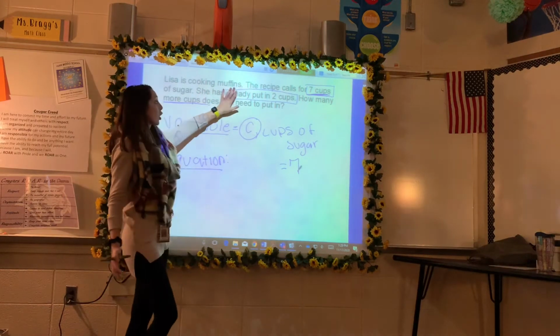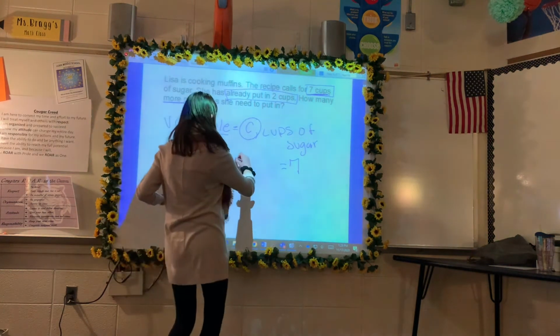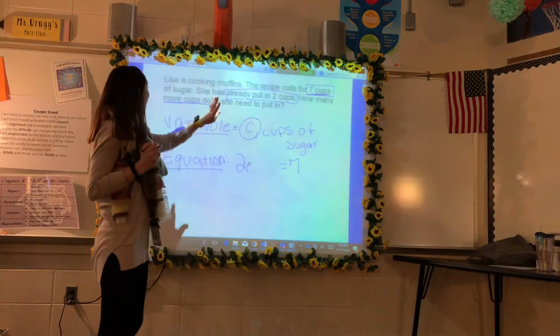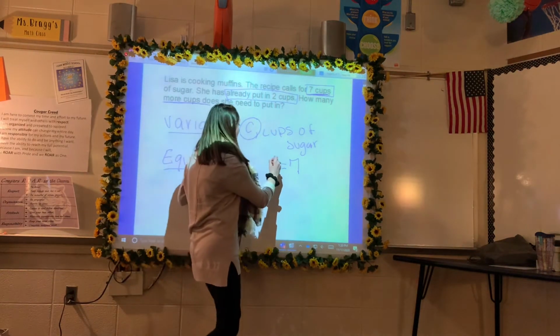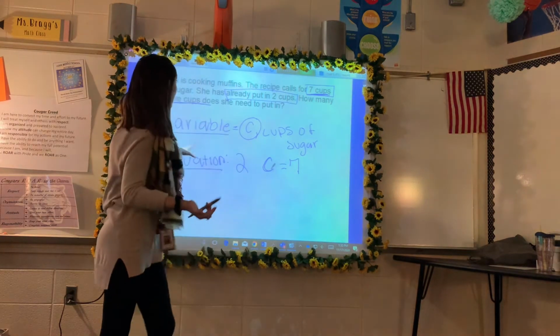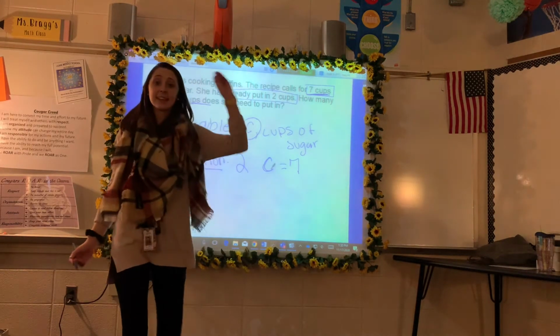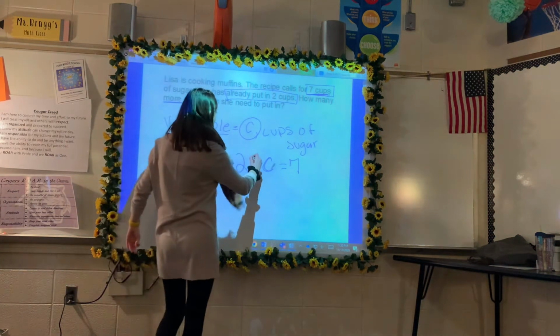Now, she has already put in 2 cups. So there's already 2 cups in this whole thing, all right? So we're going to put 2. All right, how many more cups? So how many more cups of sugar does she need to add in? That's going to represent our variable, which is C. All right, so are we going to add C to this 2 or are we going to subtract it? In this case, we are going to add C.